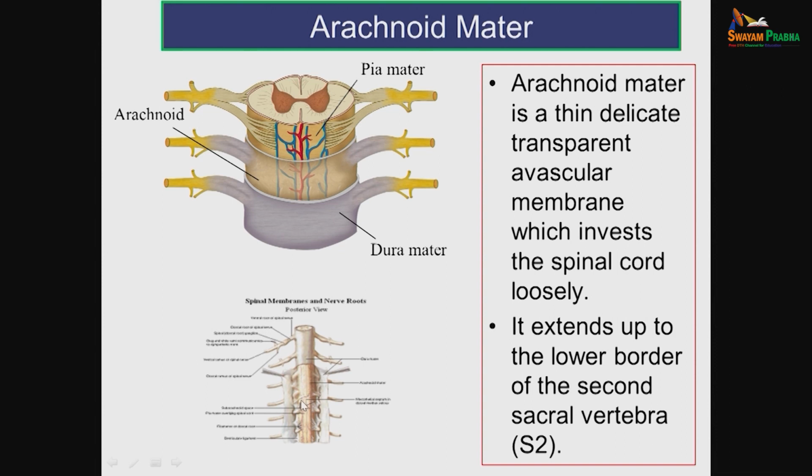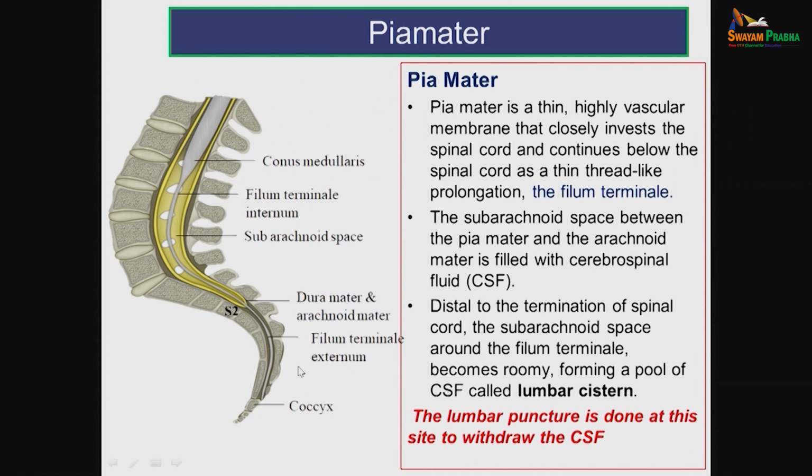You can see in the picture below also. Like dura mater, it also extends up to the lower border of the second sacral vertebra. This is very important. The dura mater and arachnoid mater will extend till the level of the lower border of the second sacral vertebra.